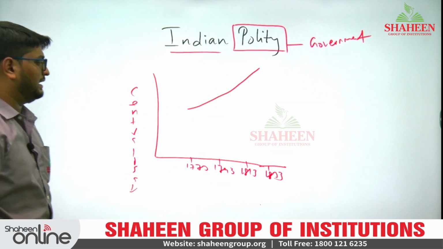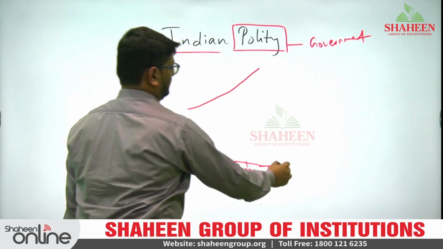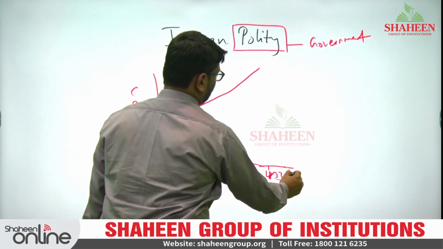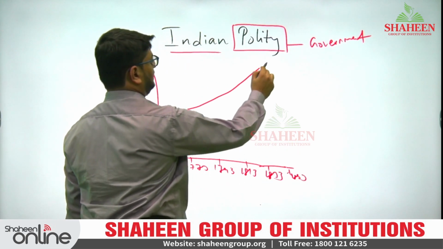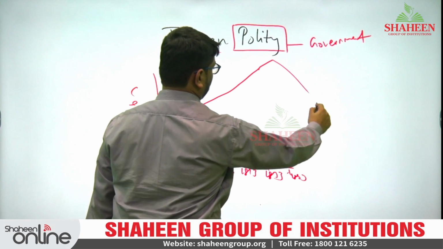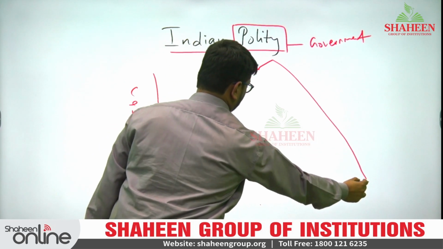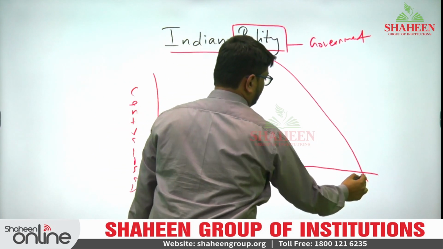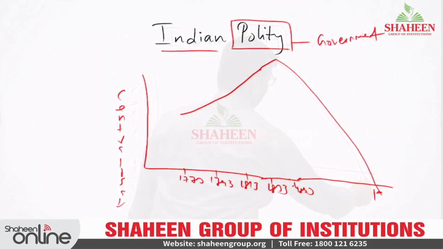Then what happened after 1853? After 1853 you can see that the trend actually reverses. It started like decentralization, and finally it was 1947 that decentralization happened and we got the independence. So this is actually the whole story of the historical underpinning.